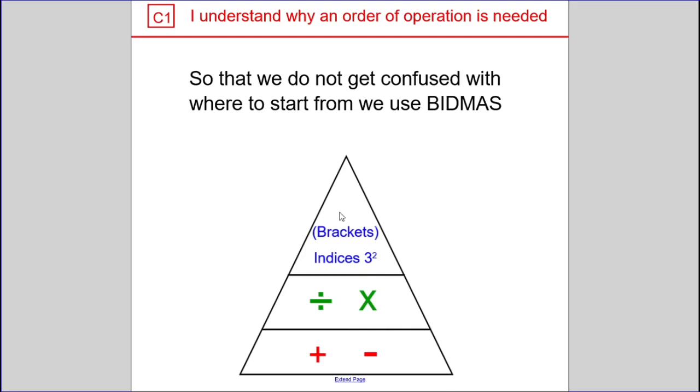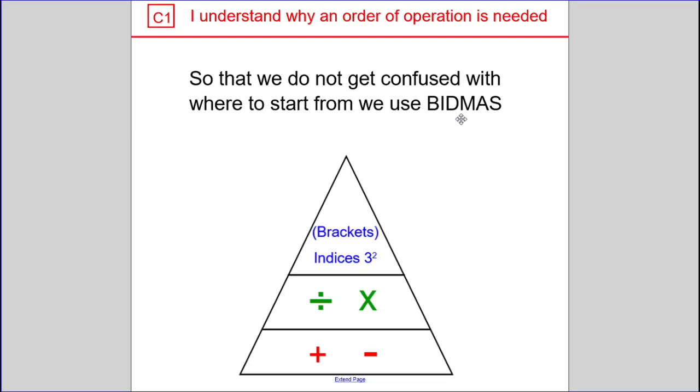So we're going to be expressing BIDMAS in a pyramid format rather than expressing it horizontally. Let's have a look at this pyramid in detail. So we can see brackets comes first, followed by indices. Then we can see division and multiplication are on the same level, and equally addition and subtraction are also on the same level.